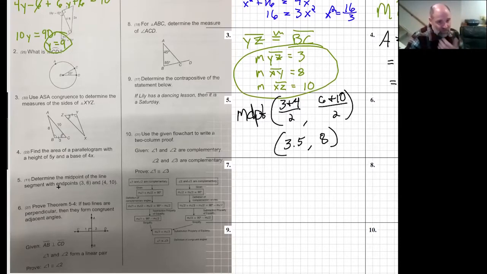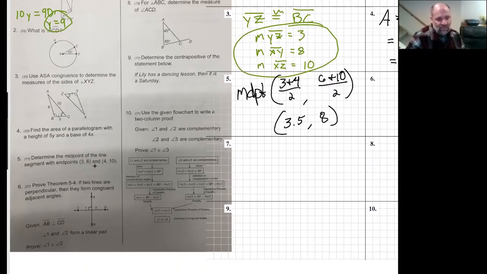So this is a proof, and we're asked to prove this theorem. So if 2 lines are perpendicular, then they form congruent adjacent angles. Okay. So we're going to prove that angle 1 is congruent to angle 2. Okay, so we don't have to prove anything else, just that they're congruent. So if the lines are perpendicular, they form these 2 things.